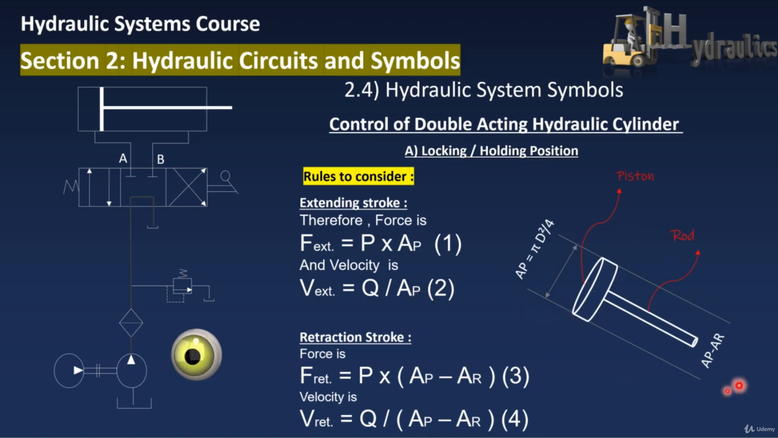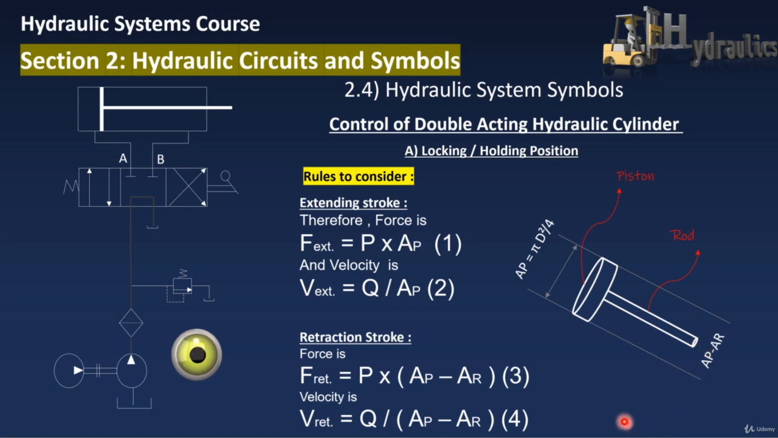This is a 3D sample of how we calculate the area. Here, this is the piston and this is the rod. The AP, or area piston, equals, like a normal circle, pi d squared over 4, and here this area will be equal to area piston minus area rod.